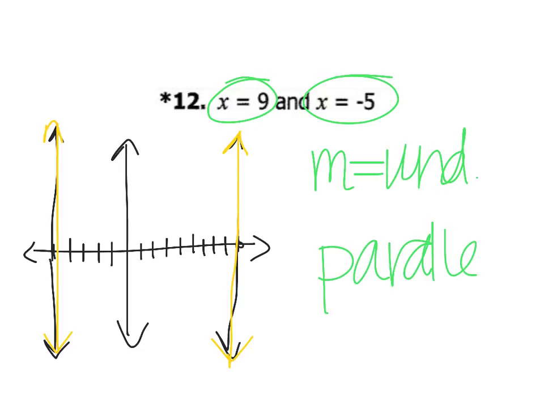As you can see by looking at this graph, both of those yellow lines will never touch. They will never intersect because they're both vertical. They are both perpendicular to the x-axis, and they are parallel to each other.